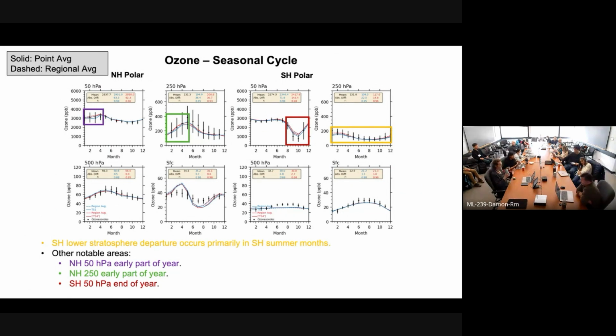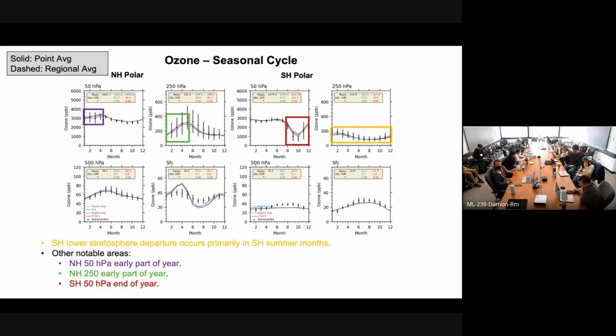Another way we can compare these is with the seasonal cycle. On the left, 4 panels are Northern Hemisphere polar region. The right-hand 4 panels are the Southern Hemisphere polar region. We're just looking to see where the differences are between the two runs and how the biases look. The dots with the black lines going up and down are the mean of the ozone sondes, and the min and max.